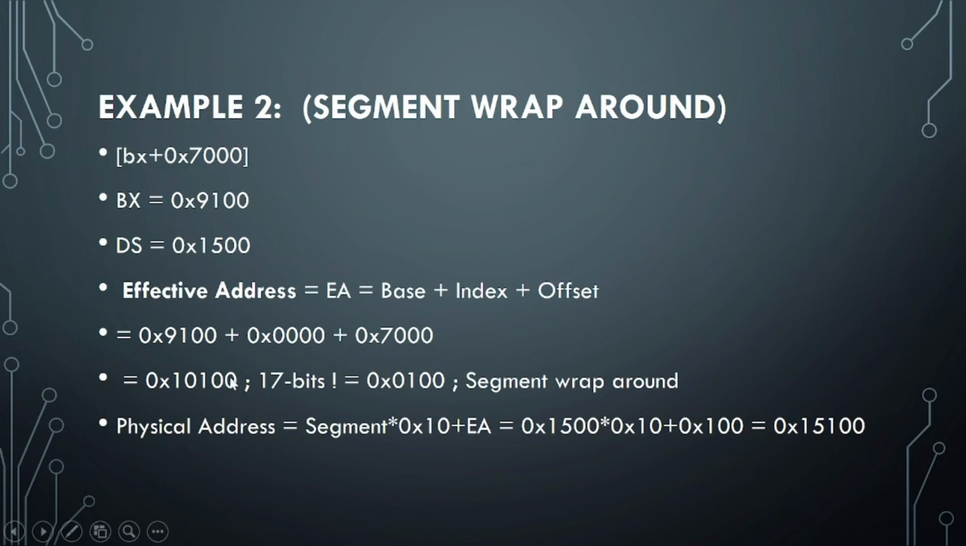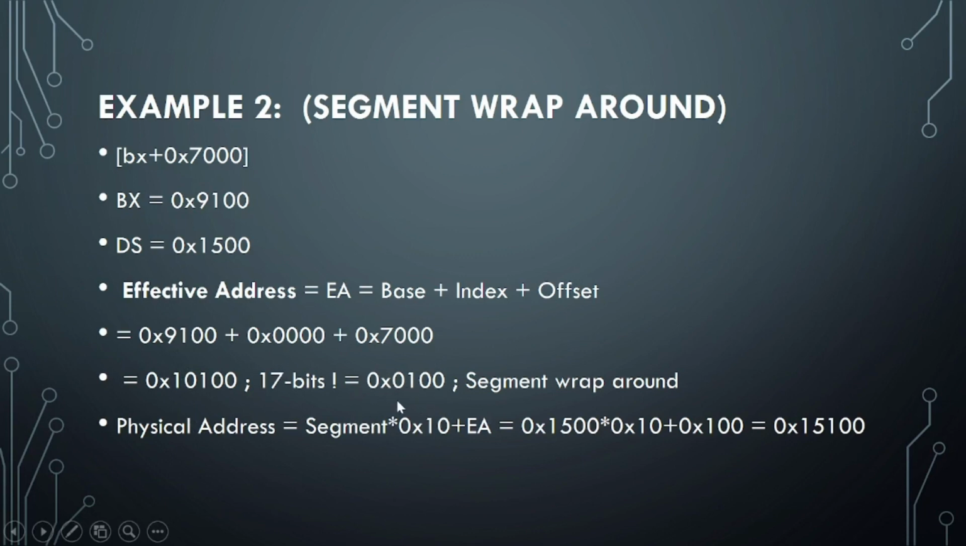0x10100 as the result of the addition, which is equal to, let's say, 17 bits. So here it exceeded the maximum limit of a segment. So what will happen? Segment wraparound will occur and we will have the result 0x0100. That 1 is considered a carry and is ignored. So we will have 0x0100 as the result.